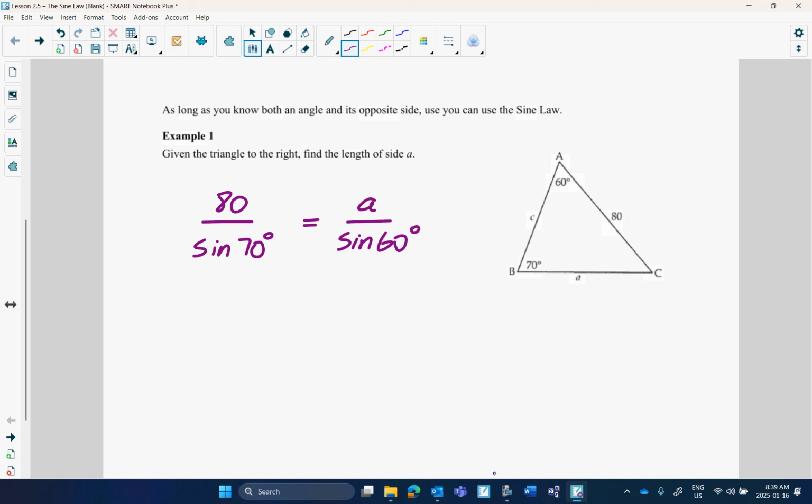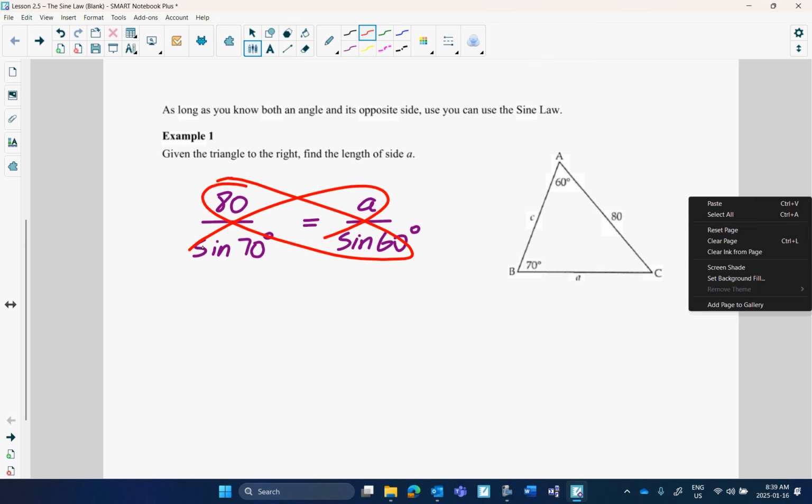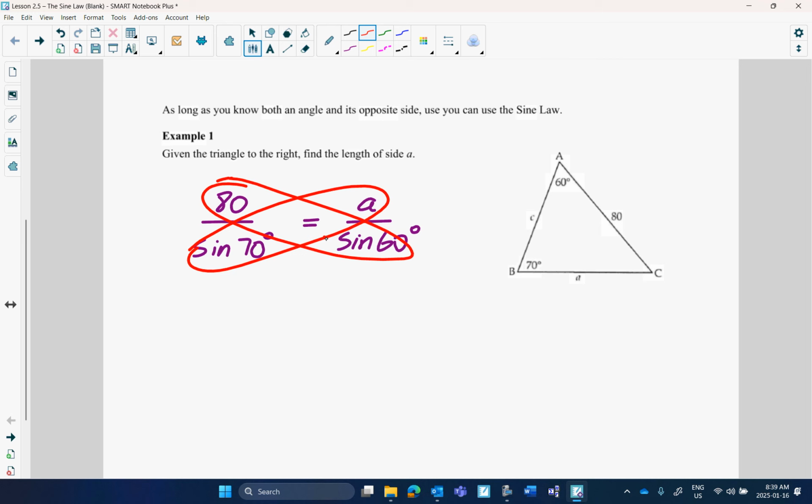And when you have a single fraction on either side of the equation, you can get rid of both fractions at the same time by cross multiplying. So if I go like this, I can state that a times the sine of 70 degrees is going to equal 80 times the sine of 60 degrees. Because remember when we solve equations, if they've got fractions, we want to get rid of them right away. Okay.